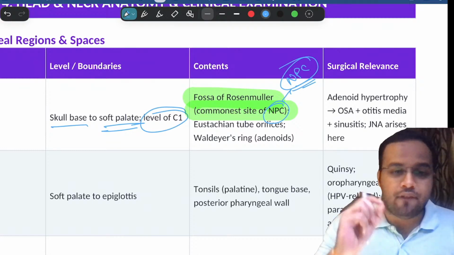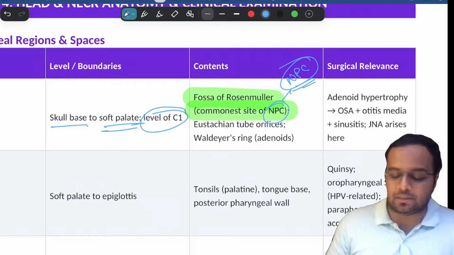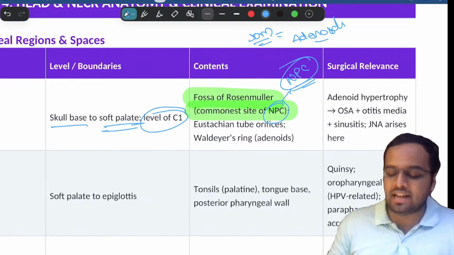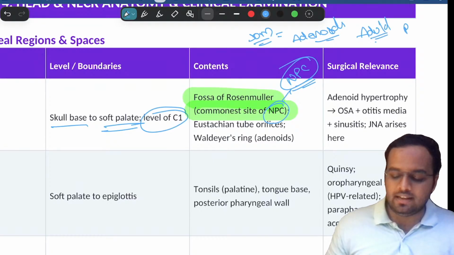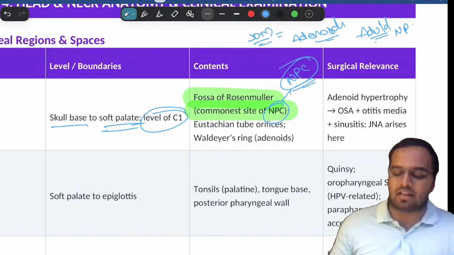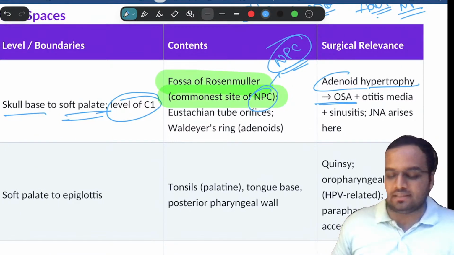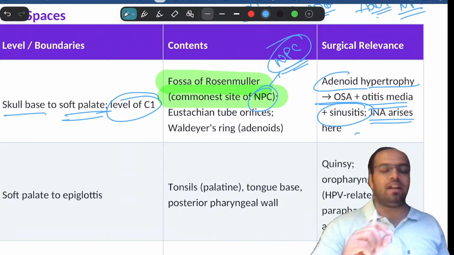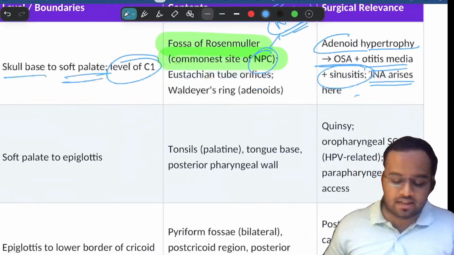Always remember, whenever a child has serous otitis media, you are going to suspect adenoids. But in adults, whenever serous otitis media is there, you are going to suspect nasopharyngeal carcinoma unless otherwise proved. Adenoid hypertrophy can lead to serous otitis media and sinusitis. But always remember that whenever you are dealing with any condition here, keep in mind nasopharyngeal carcinoma.